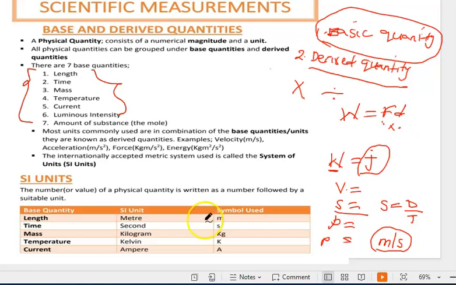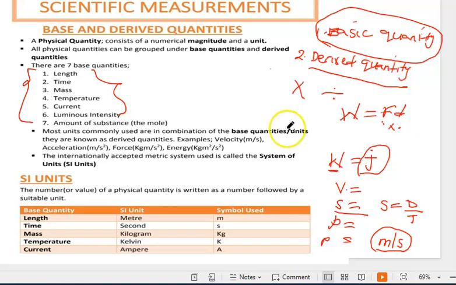We have what we call the SI units, the Systeme International units. This is the international system that we use worldwide. Scientists all over the world have the international system of units, the SI units, for physical quantities.